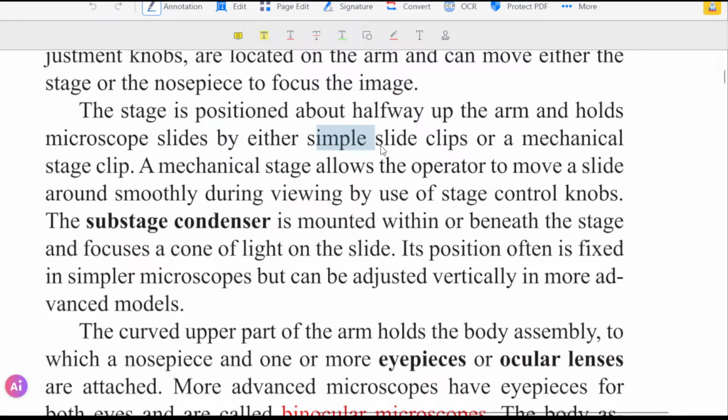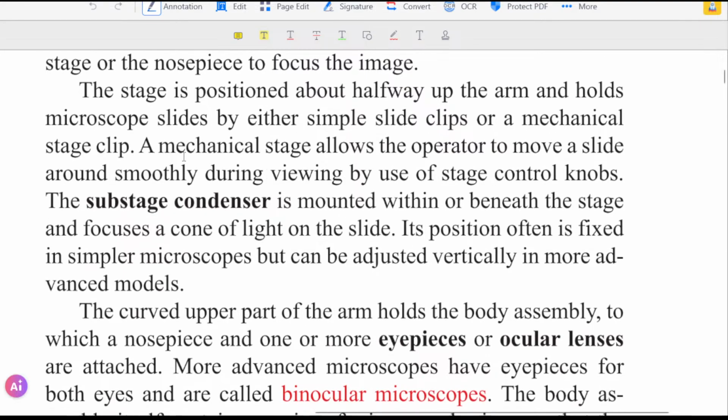They are saying that it can be either simple slide clips, the ones that are sold in boxes, or you can say mechanical stage clips, like the clip that comes with the microscope that you are using, right? You have to clean it, and here a mechanical stage. Okay, so this is the clip, right? Clip. But this one is just the stage.